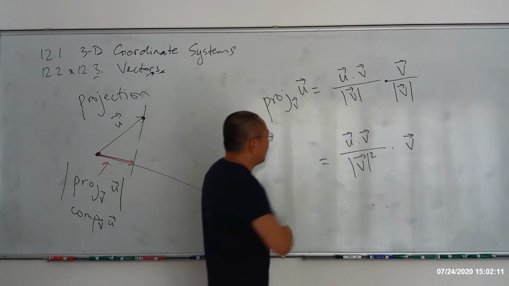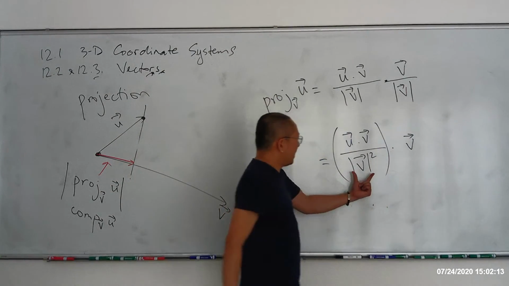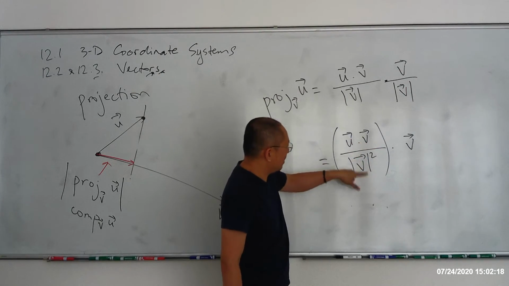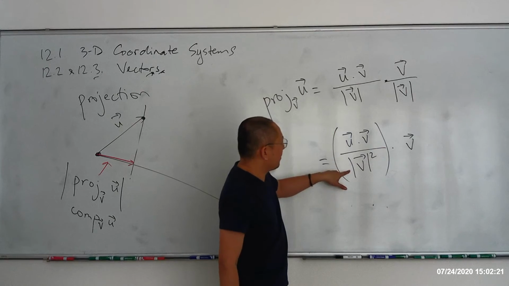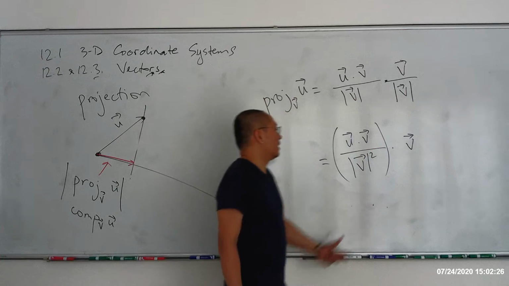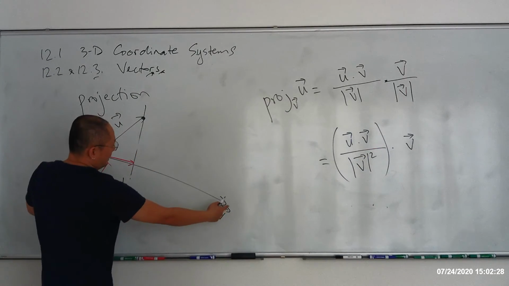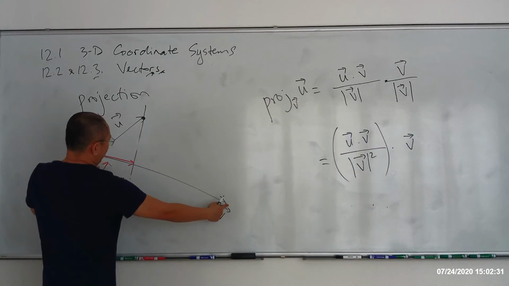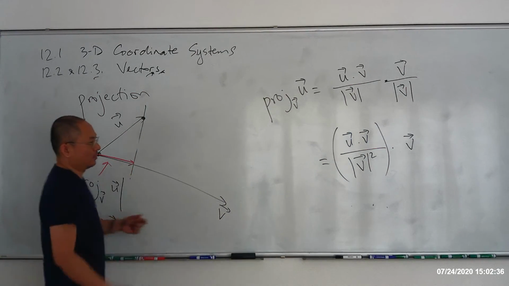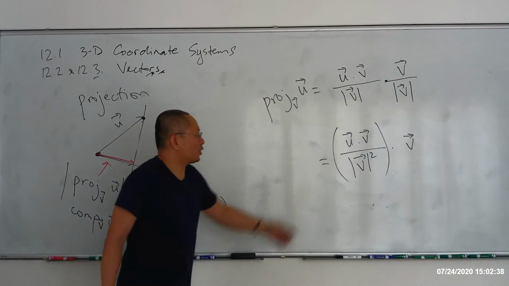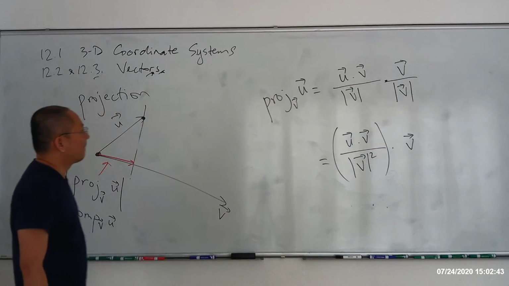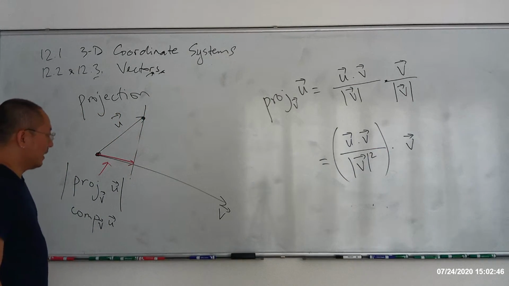And what is it about? This is a scalar, a number. u dot v is a number, divided by the magnitude, another number. A number divided by a number, you get a number. A number times v is a vector. It's going to be a portion of v. So the vector v is that much, right? 1/2 of v is going to be that much, 1/3 of v, 1/4 of v is that much. So it's a multiple of vector v. And this is the projection of vector u on the vector v. Are we good?